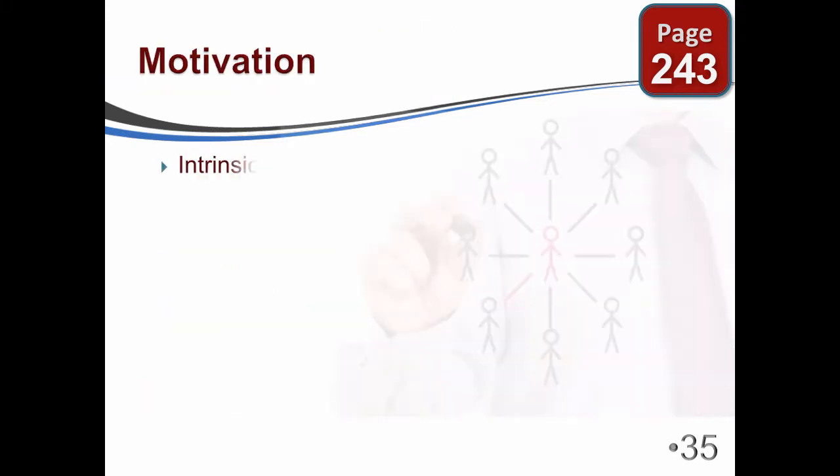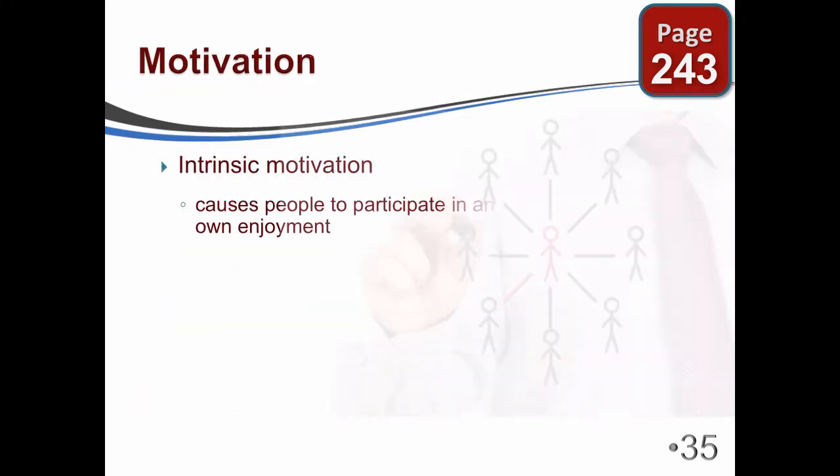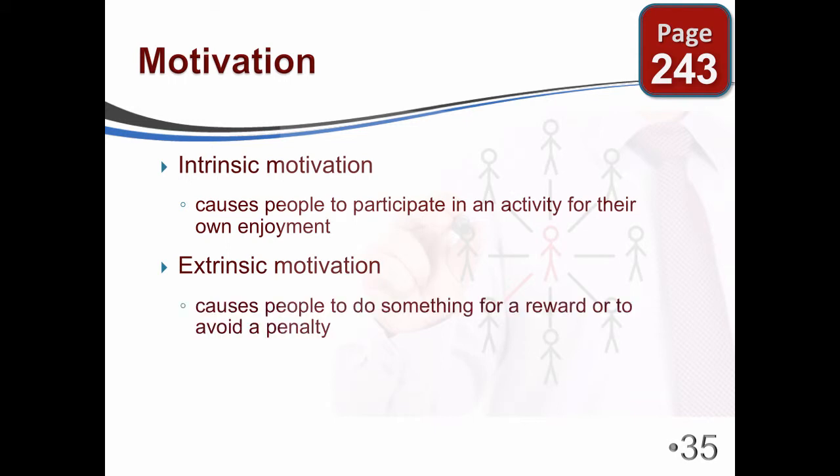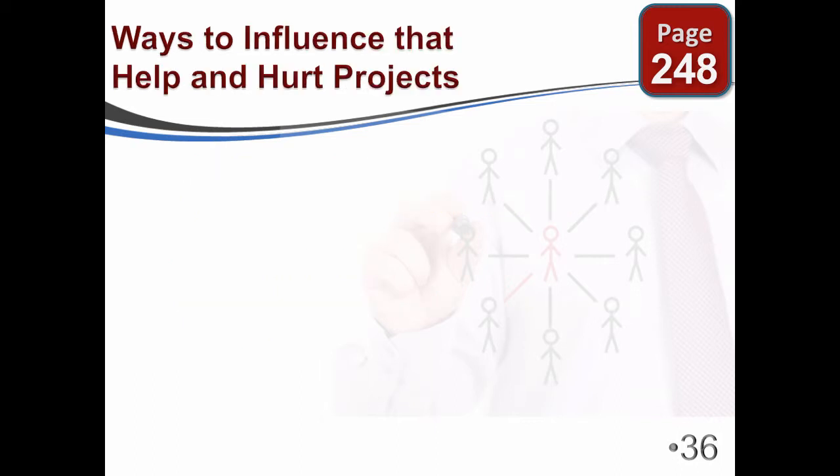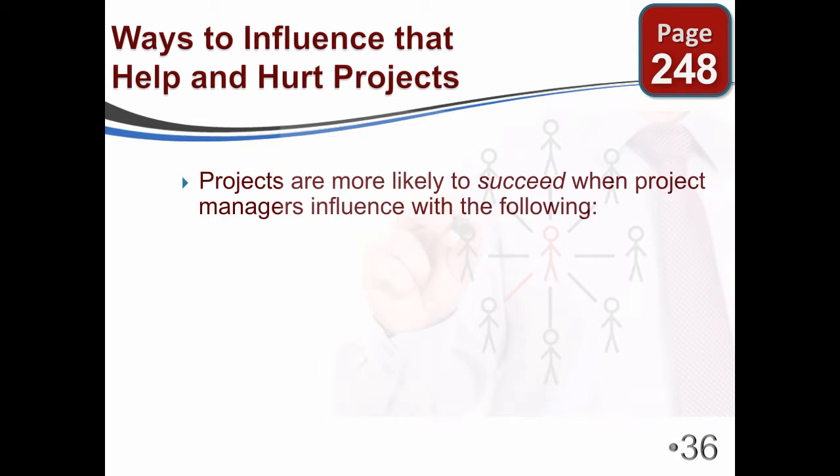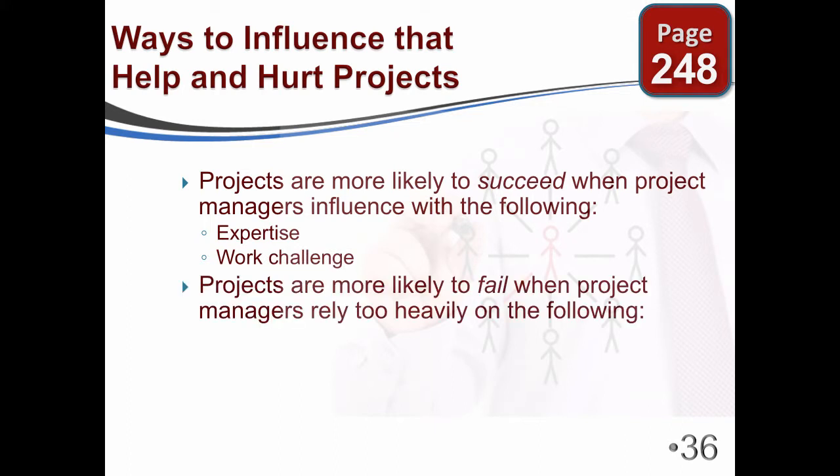Motivation usually comes in two types. There's intrinsic motivation, and that causes people to participate in an activity for their own enjoyment. That's an internal thing. Extrinsic causes people to do something for a reward or to avoid a penalty. That's usually from the outside in. Ways to influence that help and hurt projects. Projects are more likely to succeed when the project managers influence the following: the expertise on the project and the work challenges. Projects are more likely to fail when the project managers rely too heavily on authority, money as a motivator or the sole motivator, or the penalty for failure.